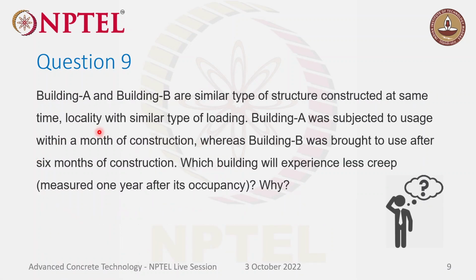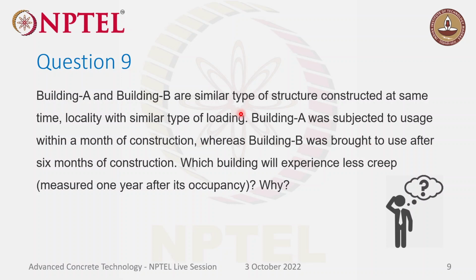So here is one more question. This is also an assumption type of question. Assume there are two buildings, building A and building B. They are both a similar type of structure, constructed at the same time, in the same locality, and with similar type of loading. It's not that building A will be loaded too much and building B will not be loaded at all.